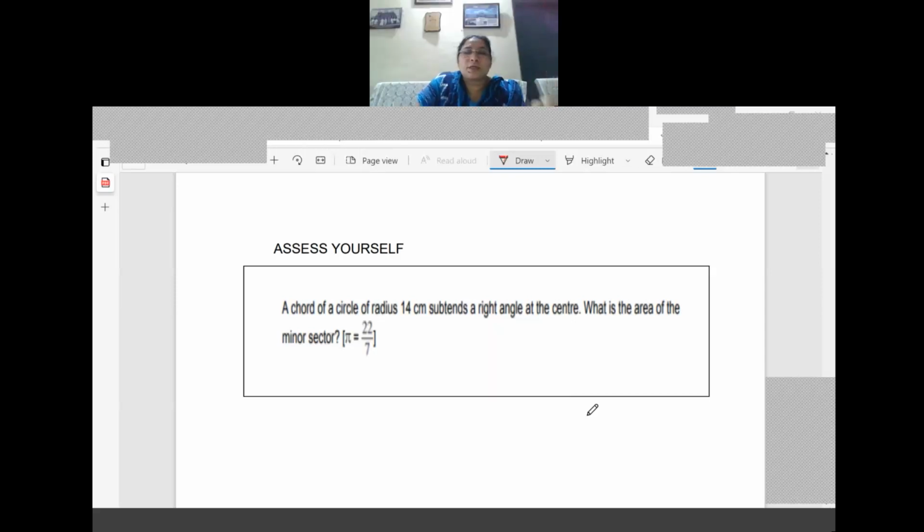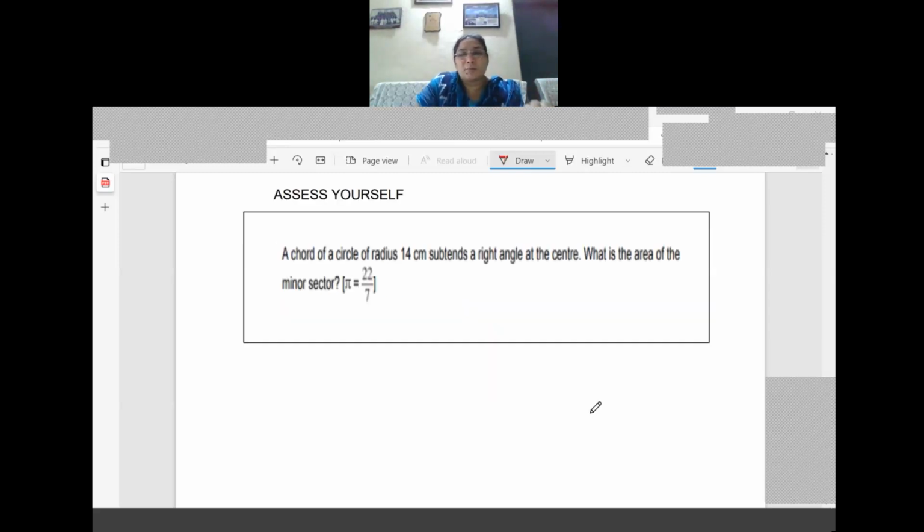What is the formula? Theta by 360° into pi r square. Once again, theta by 360° into pi r square. So you are getting the answer 154 centimeter square. The unit should be written for exams.